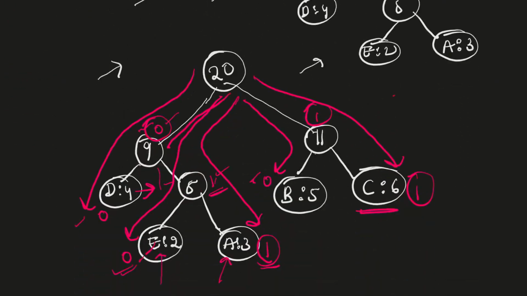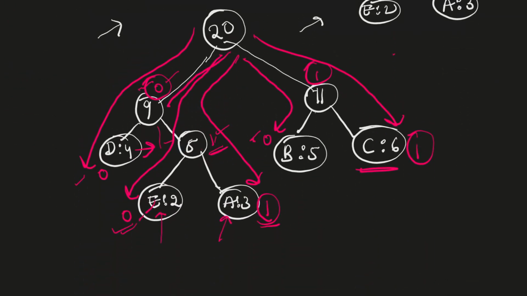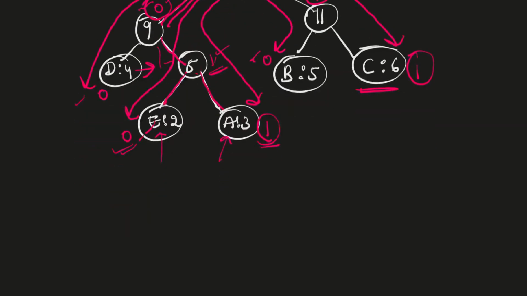Okay, so this is the process. This is the one thing you need to remember. You need to traverse from 20 and then from 20 to 9, then 9 to 5, then 5 to E.